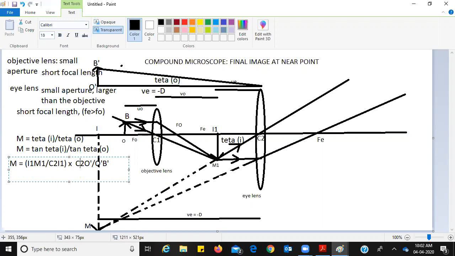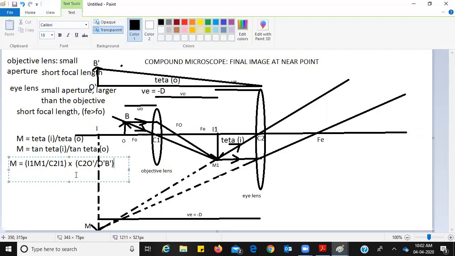So can we cancel I1 M1 and O dash B dash? No, you can't. I1 M1 is the object, the other is the image, it is not the same as O dash B dash, right? Okay, sir. Which one did you transfer to this point? You transferred OB to this point. So OB is the same as O dash B dash, not I1 M1. Okay. Yes.